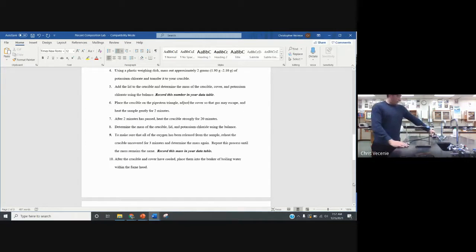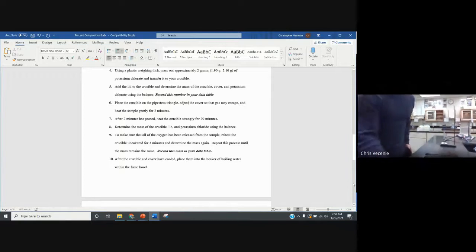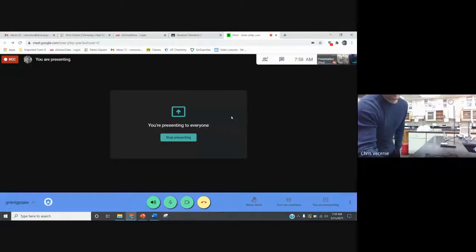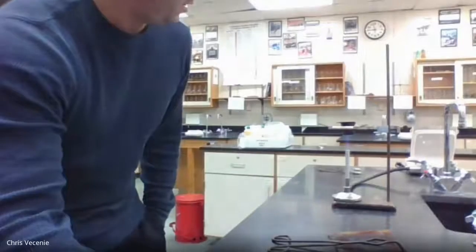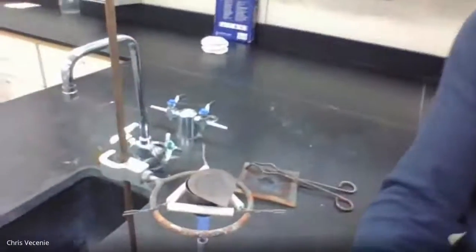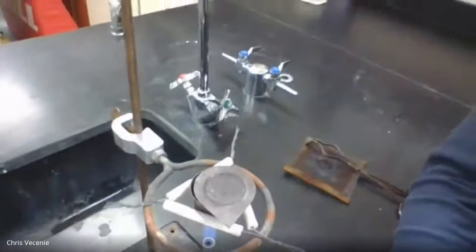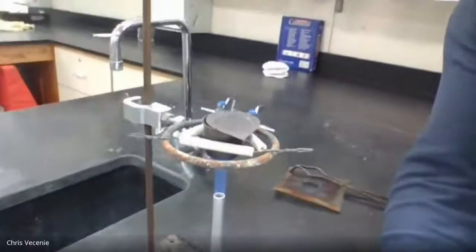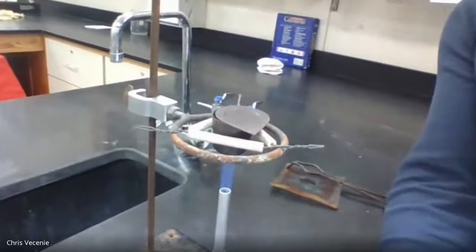All right, so I'm going to take my burner out, turn it on again. We're going to heat that right there on the bottom. All right, and this is going to go for 20 minutes. And show you guys what's happening. Heating the crucible on the bottom.